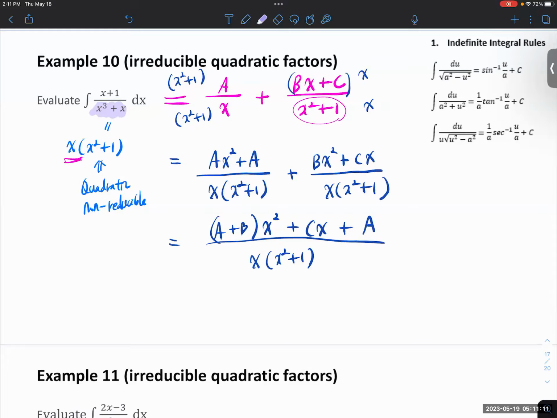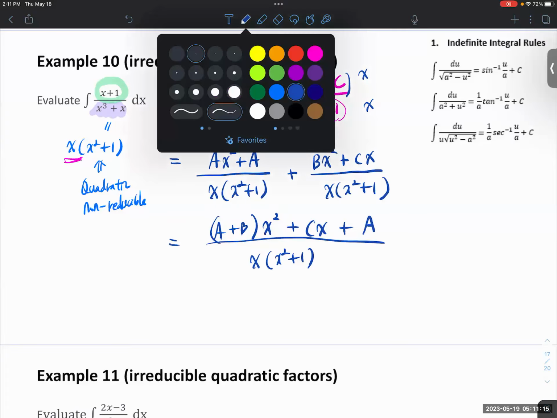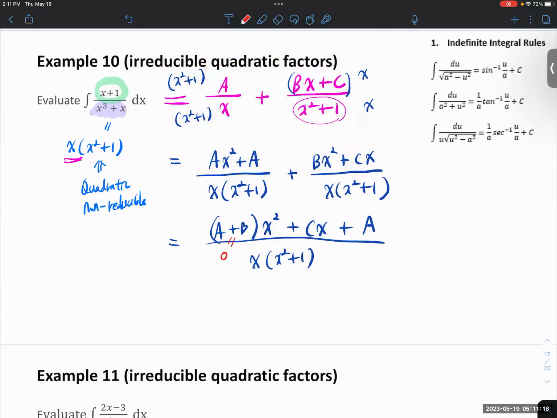When you look at the numerator, we don't have x squared, so this is going to be 0. C is going to be 1, and then A is going to be 1 automatically. So A plus B equals 0. C is 1, A is 1, so B should be negative 1. So you can fill out the partial fraction right now.